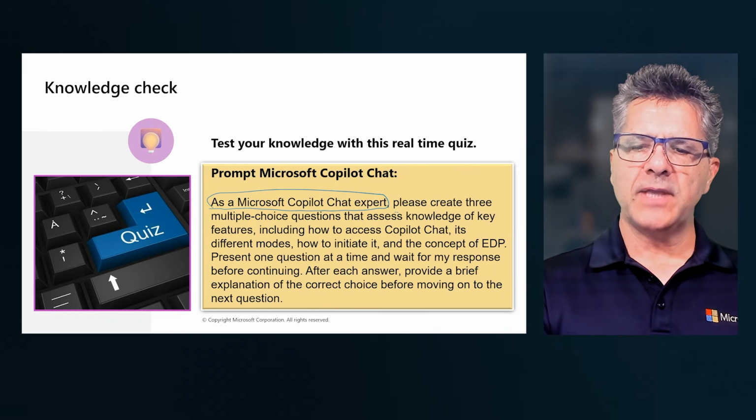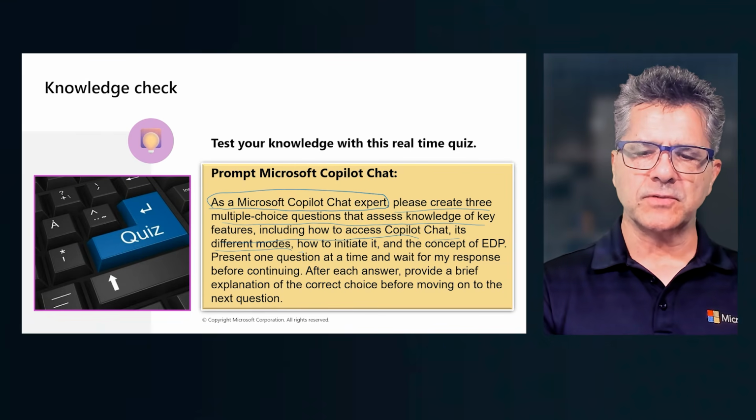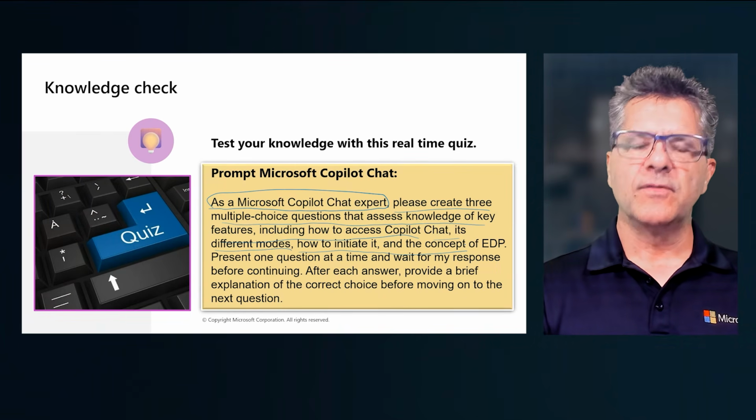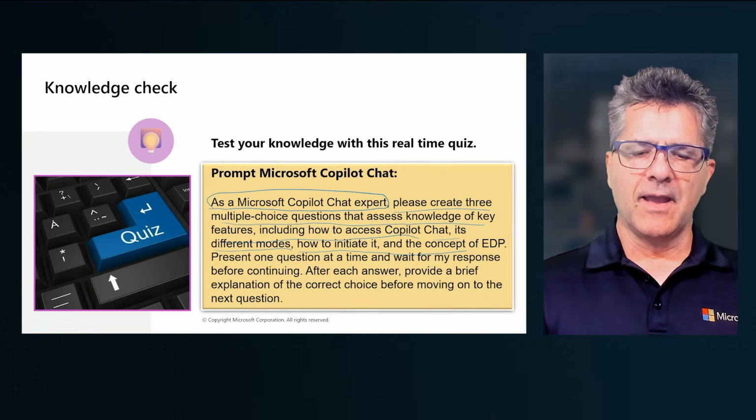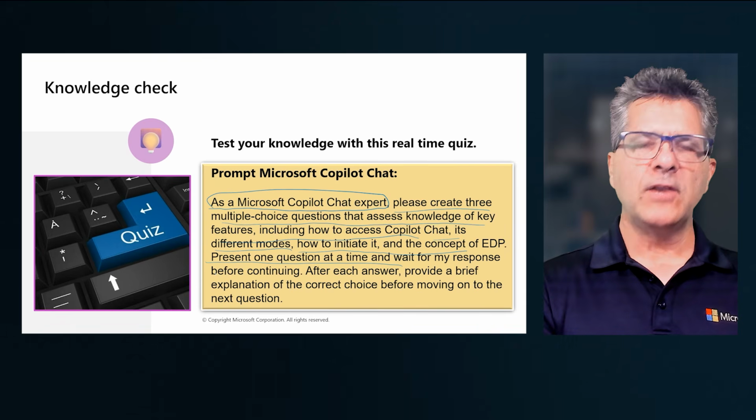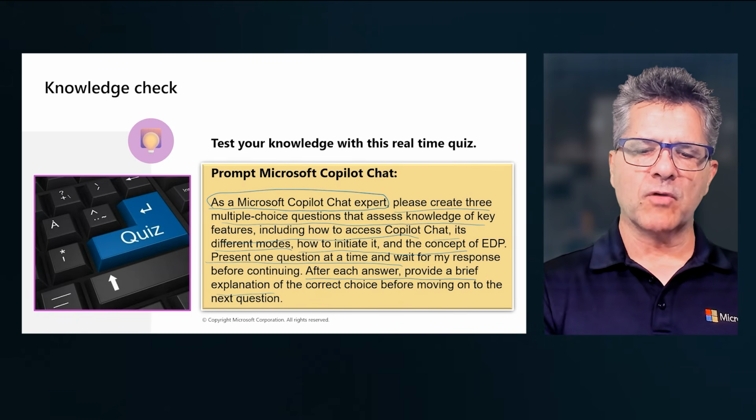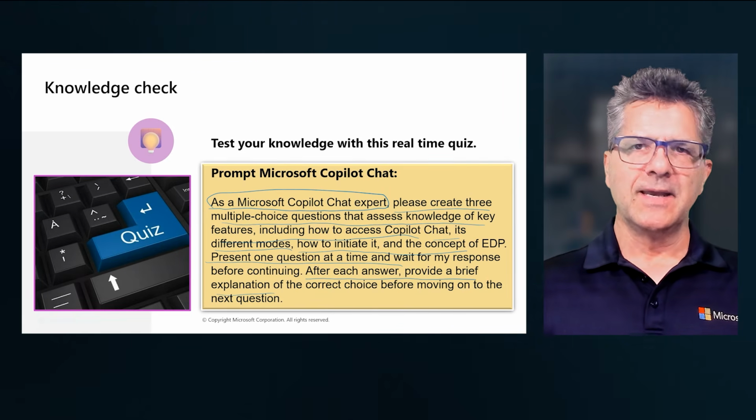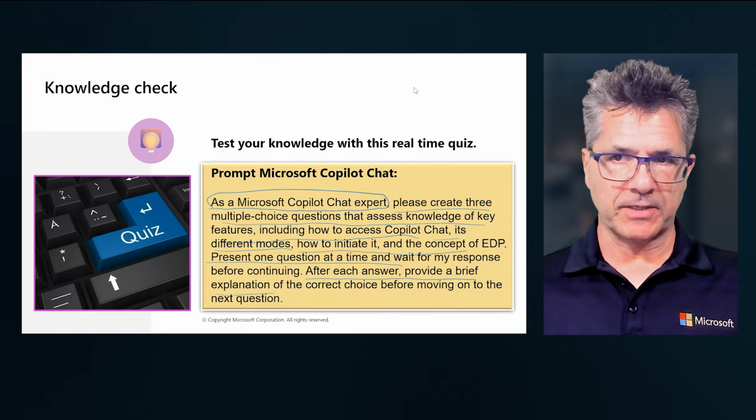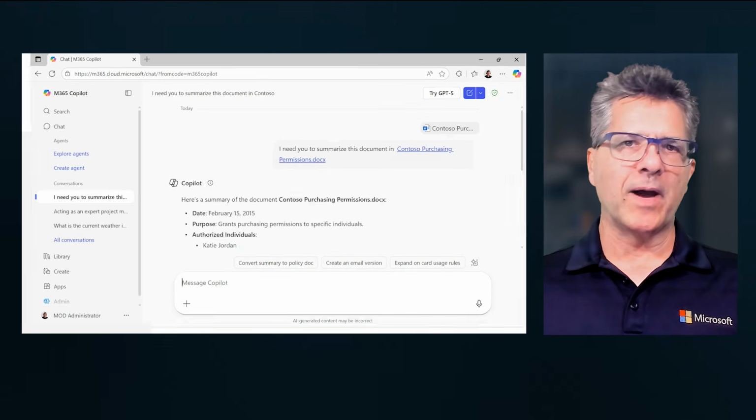Then we are going to ask it to create 3 multiple choice questions about accessing Copilot, the features, the access, and the different modes, also how to start it, and the concepts of enterprise data protection. Now, we want to present one question at a time and then wait for our response before continuing. And after each answer, we want to provide a brief explanation of the choice and then go on to the next question.